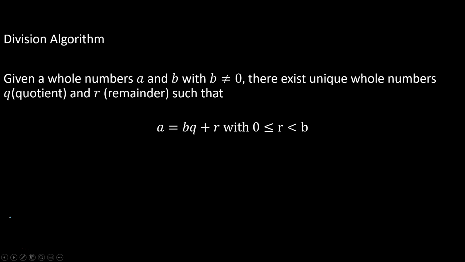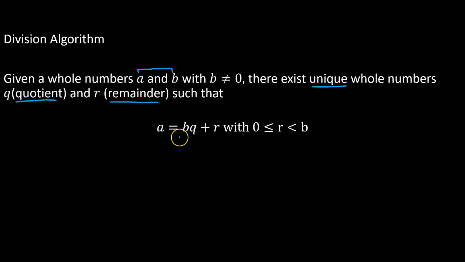Speaking of division, let's take a moment to talk about something called the division algorithm. For any two numbers, a and b, where b is not equal to 0, there's going to exist unique whole numbers, the quotient and the remainder for a and b. The division algorithm says the number a is equal to the product of the number b and a quotient from a and b, plus possibly some remainder.